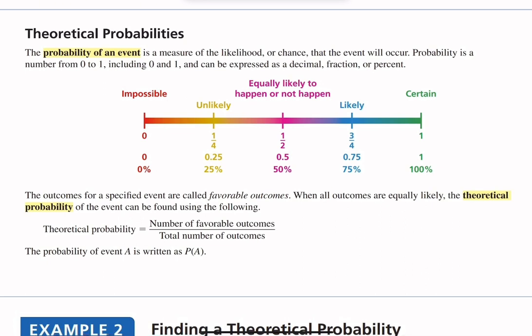The outcomes for a specified event are called favorable outcomes. So when we want to find the probability of something, we're finding the probability of the favorable outcome. When all outcomes are equally likely, then the theoretical probability can be found using the following. So number of favorable outcomes over total number of outcomes, and the probability is always written as P of A. So probability of A.